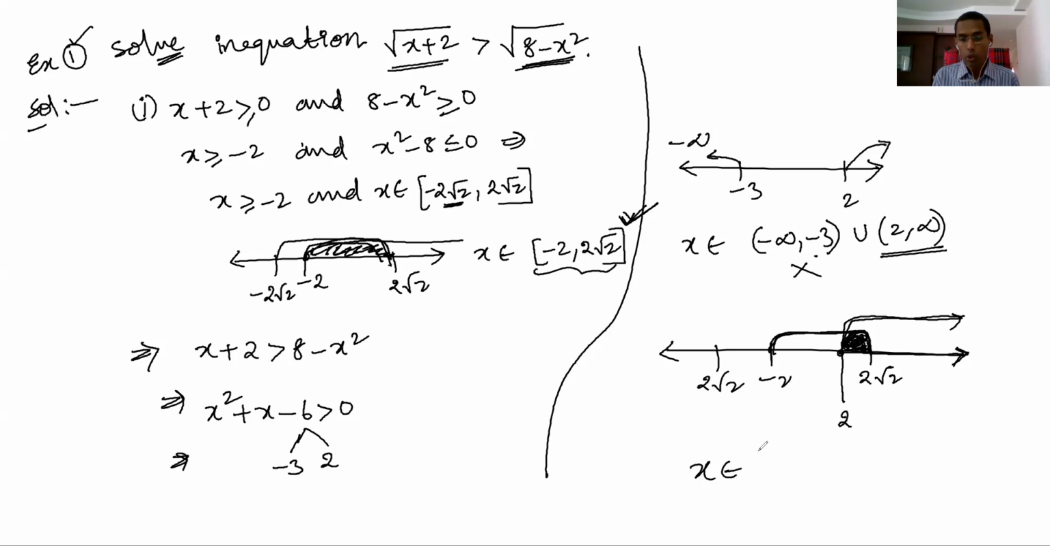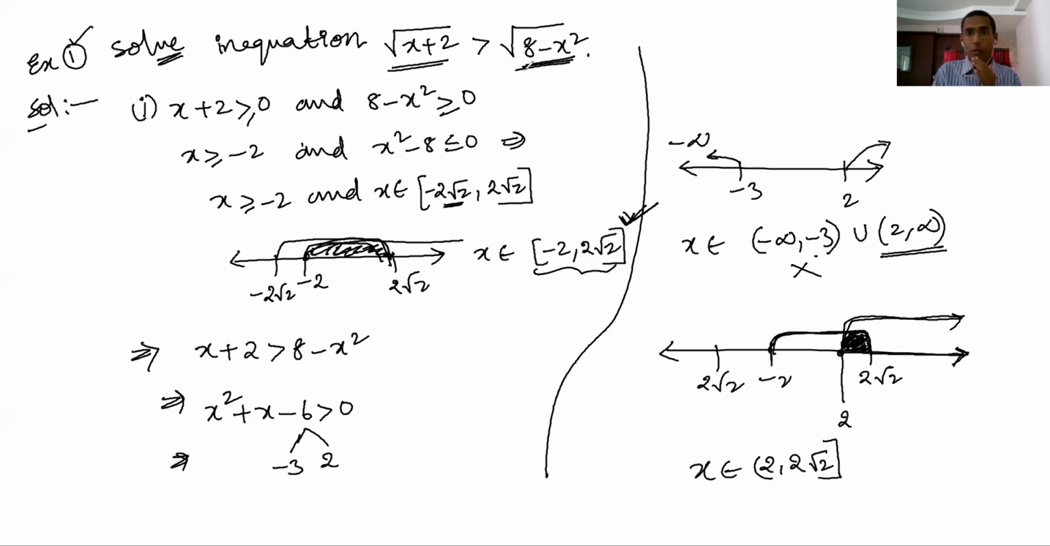2 to 2 root 2. Is 2 root 2 all right or not? 2 root 2, all right, no problem. You can check: if you put 2 root 2, this is going to be 0, and the other side is some number, which is definitely greater than 0. So this is how you solve this kind of inequality.